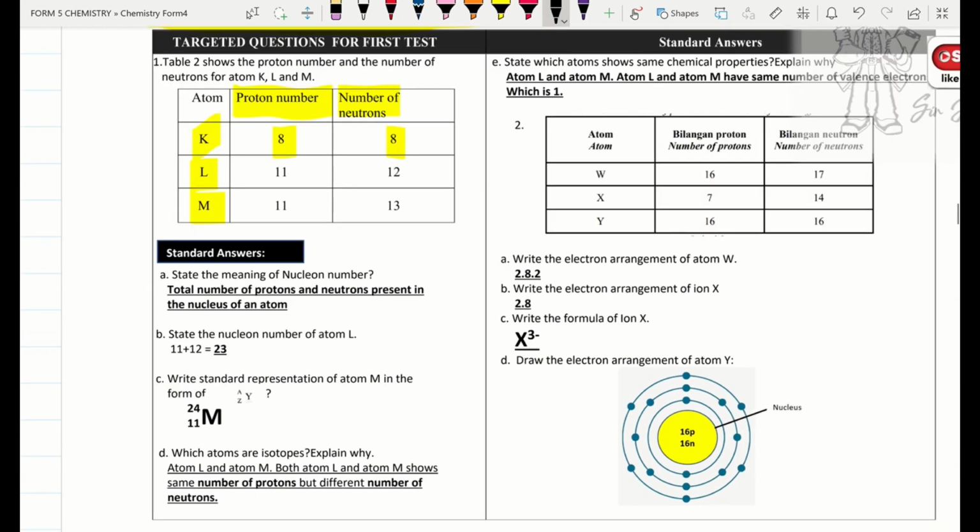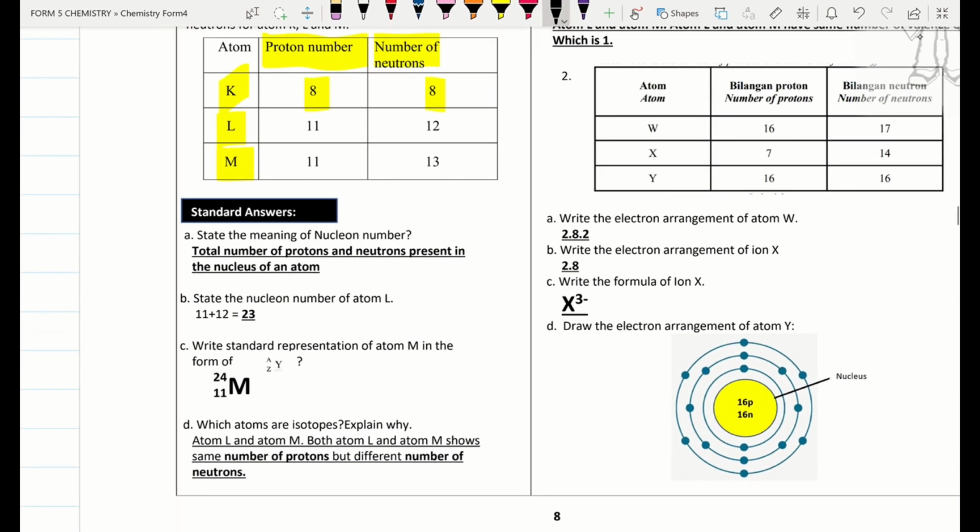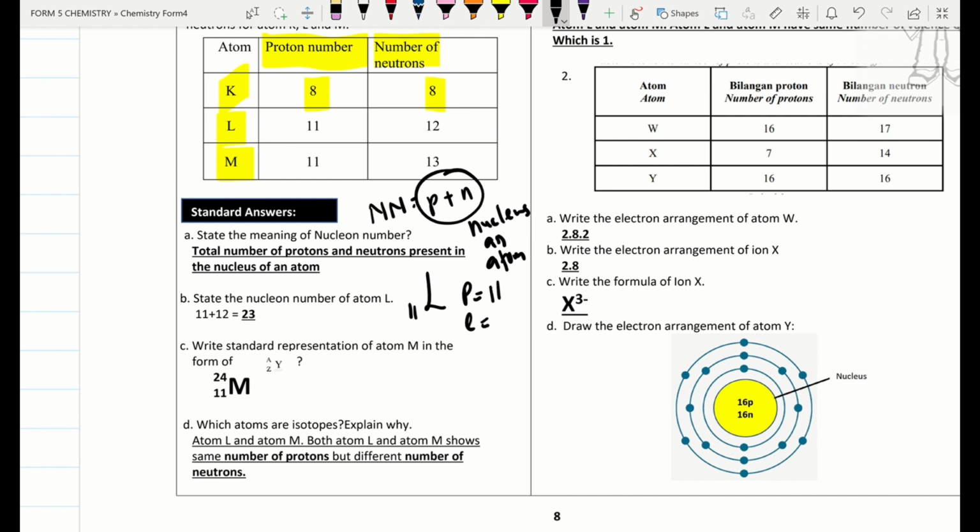All right, so please remember the first question, state the meaning of nucleon number. Nucleon number stands for the sum of protons and neutrons present in the nucleus of an atom. So must mention atom. All right, so next we go for nucleon number of L. The proton number is 11. So I put here proton will be 11. This is neutral, so proton equals electron, so 11, and the neutron is 12.